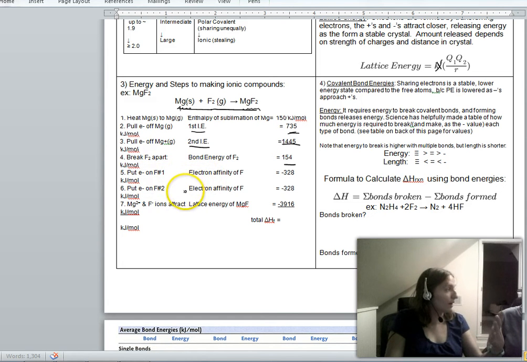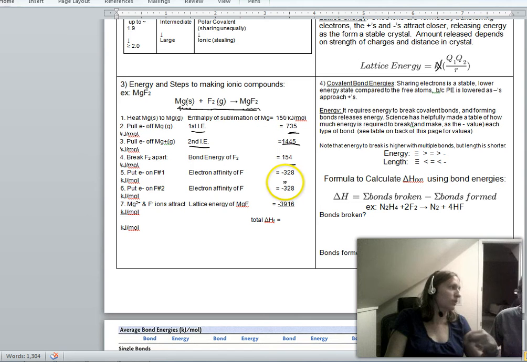So you take that electron, you put that on. How much energy do you get out when you jam an electron on? That's the electron affinity. The electron affinity of fluorine is negative 328. So when you jam an electron onto a fluorine atom, you get 328 kilojoules out. You're doing it twice because you've got 2 fluorines.